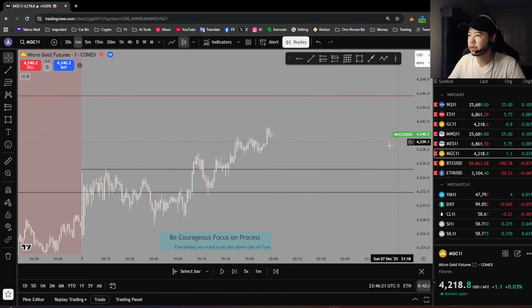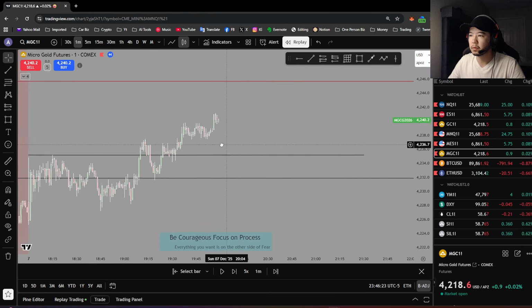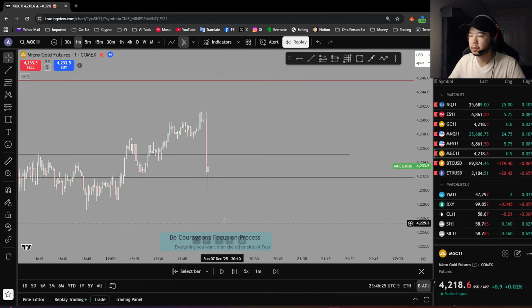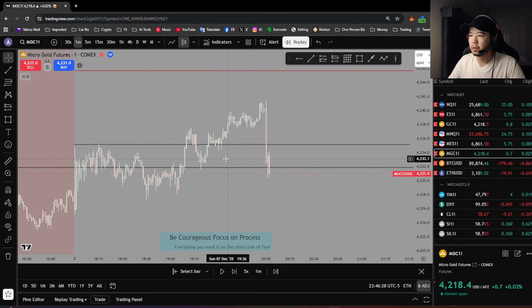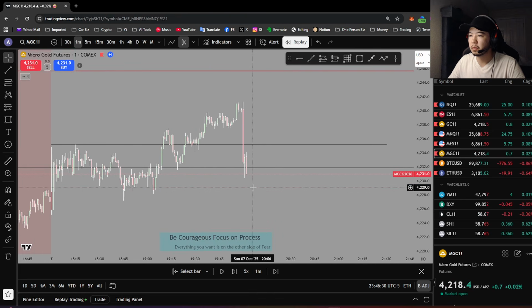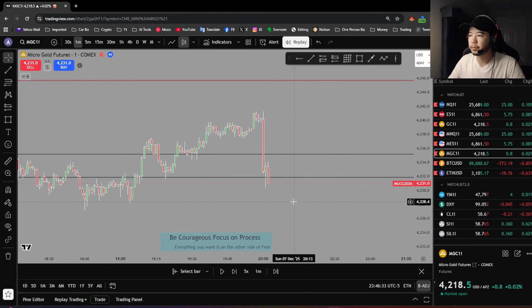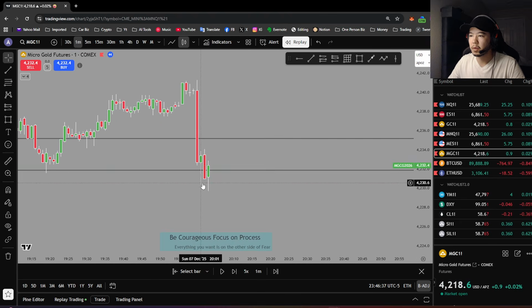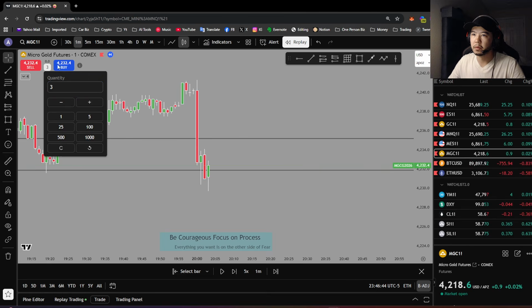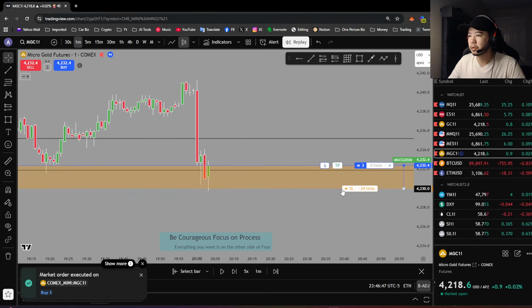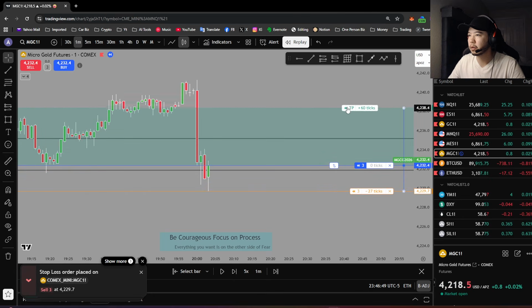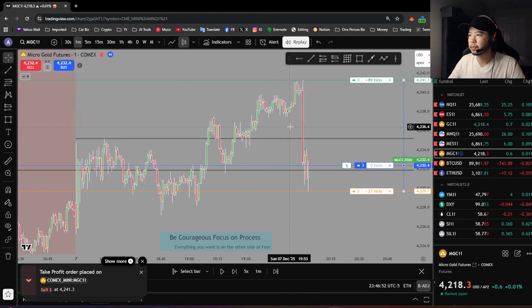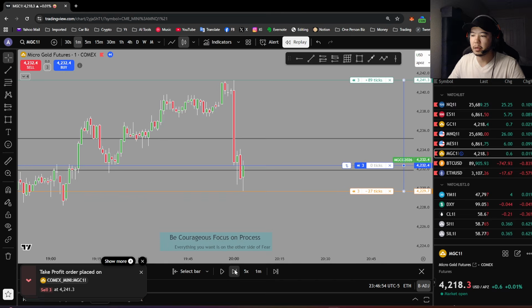Let's see. So yeah, price came down here. We closed below it, and then closed above it again. You can enter here. Stop loss goes down here. Take profit is here. Let's see if we're gonna hit it.